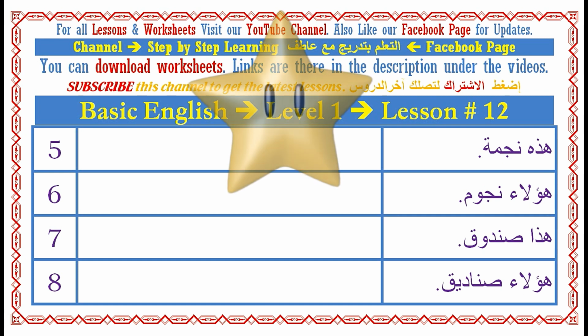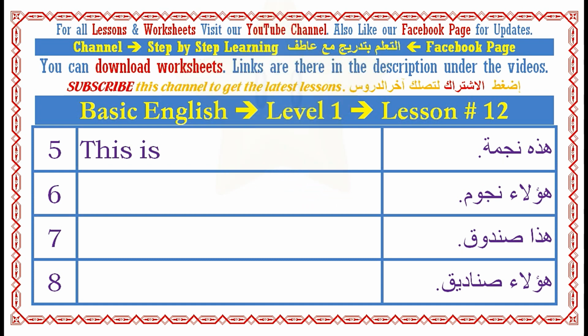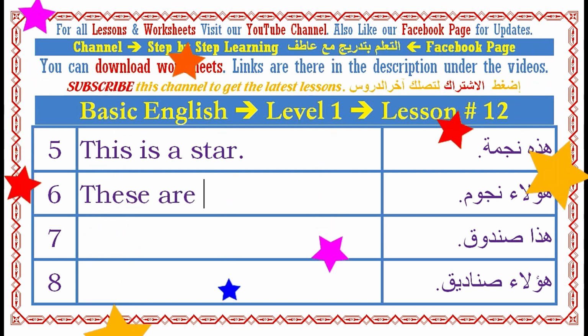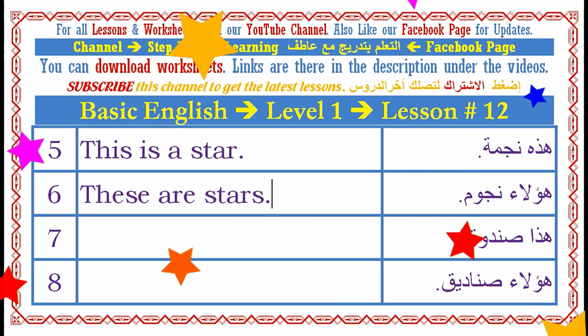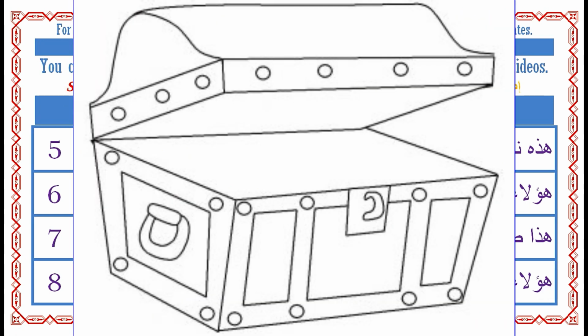هذه نجمة. هذه بالإنجليش this is نجمة a star. هذا درس إعادة دروس 11 و10. هؤلاء نجوم. هؤلاء these are نجوم. stars. These are stars.